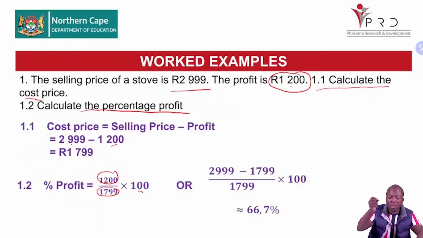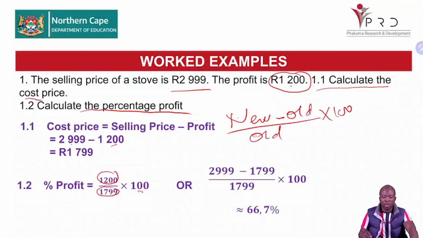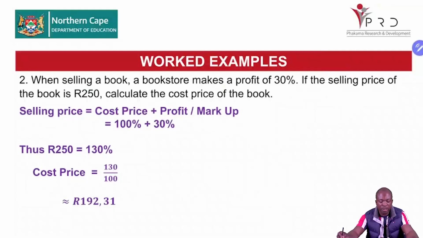Or, remember what I was telling you in the previous slide. I said new minus old, divide by old, multiply everything by 100. So the new price is 2,999 minus the old price of 1,799. Divide by the old price of 1,799, multiply everything by 100, and you're going to get 66.7%. Let's look at example number 2.